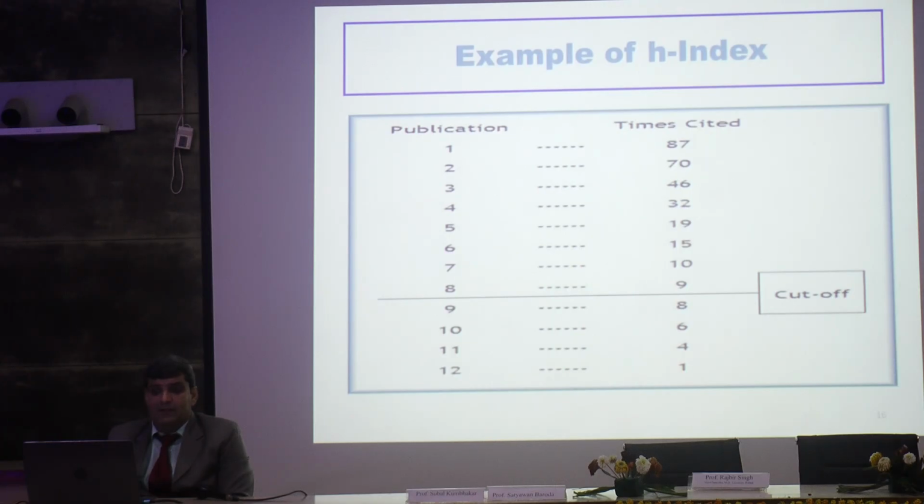Now the H index is 8. The number of publications is more than 8, but their citations are less than 8. Beyond 8 there are 9, 10, 11, 12, but they have been cited fewer times. So the H index is a number H such that there are at least H publications and every one has been cited at least H times. Here the H index is 8 because there are at least 8 publications and every one has been cited at least 8 times. So 8 becomes our cutoff.